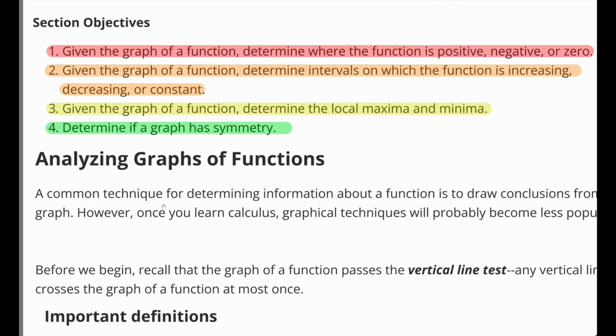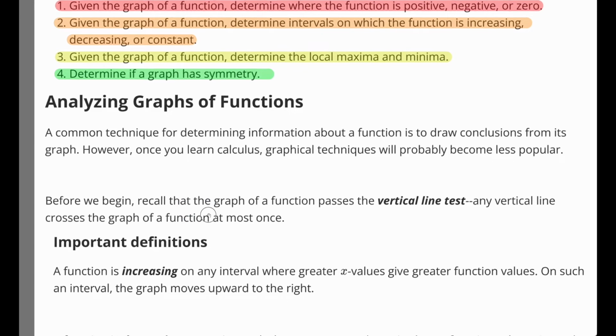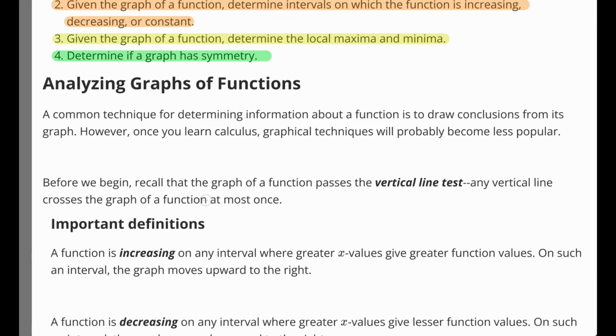All right, the next thing here, analyzing the graphs of functions. A common technique for determining information about a function is to draw conclusions from its graph. Best thing about graphs is it's literally graphical. We can look at it and get an idea about what is going on with that graph. If you just kept it as a formula, it's not as easy to figure out what the graph actually looks like until you make it graphical.